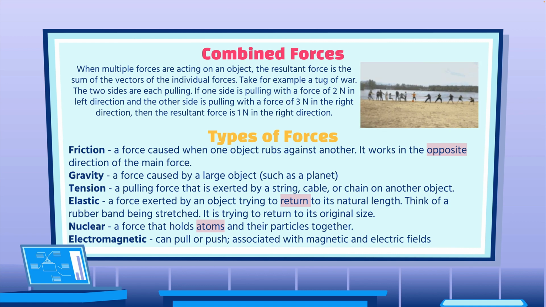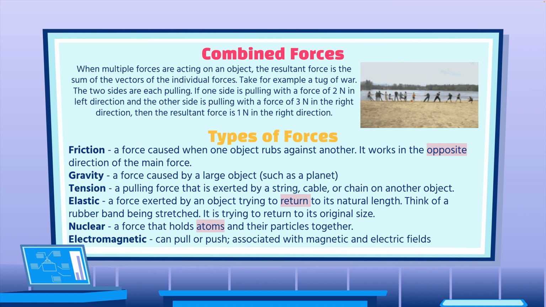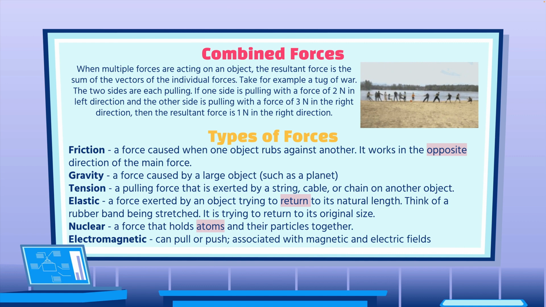Types of forces. Friction. A force caused when one object rubs against another. It works in the opposite direction of the main force. Gravity. A force caused by a large object, such as a planet. Tension. A pulling force that is exerted by a string, cable, or chain on another object. Elastic. A force exerted by an object trying to return to its natural length. Think of a rubber band being stretched. It is trying to return to its original size. Nuclear. A force that holds atoms and their particles together. Electromagnetic. Can pull or push, associated with magnetic and electric fields.